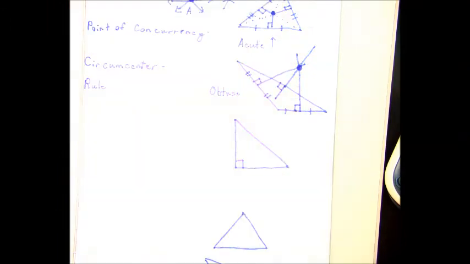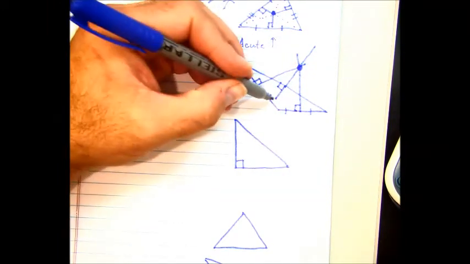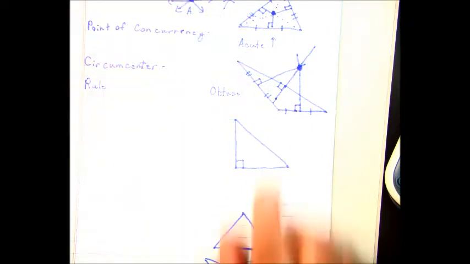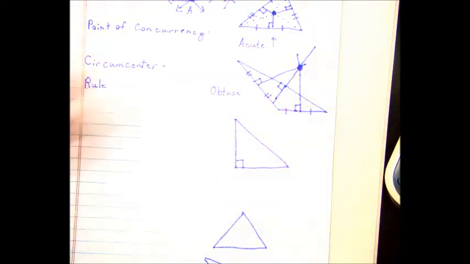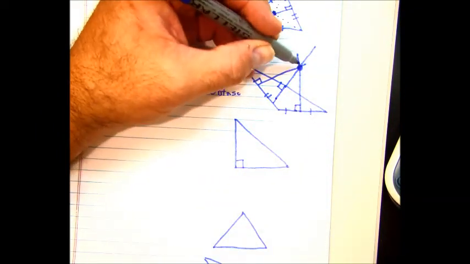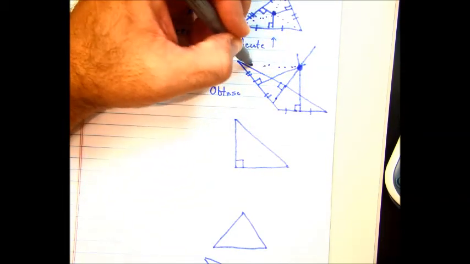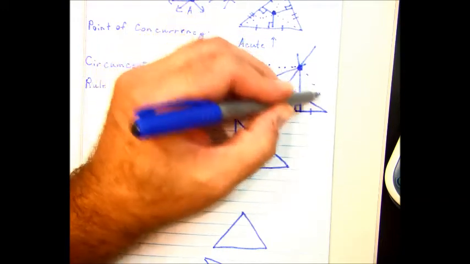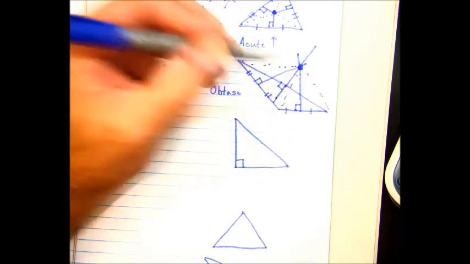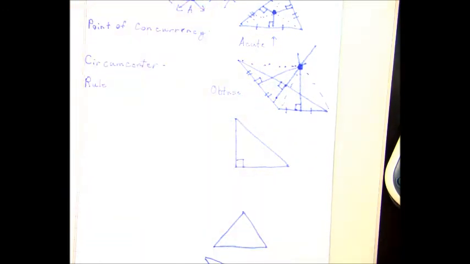And again, once you saw two of them meet, you knew the third one had to meet in the same spot. Now I continue this line up, but notice they meet outside. So that means this is the circumcenter, and this circumcenter is equidistant to all of the vertices. It's kind of like a teepee or a hut.